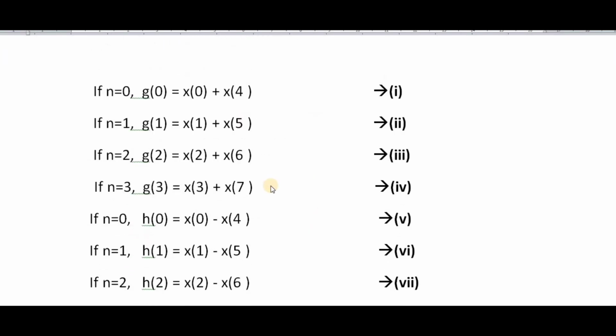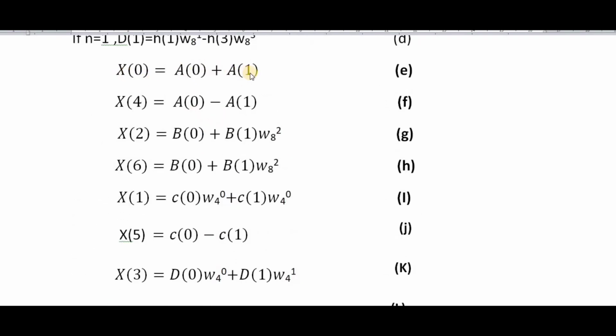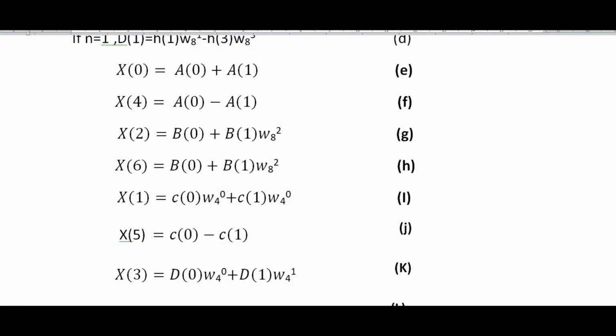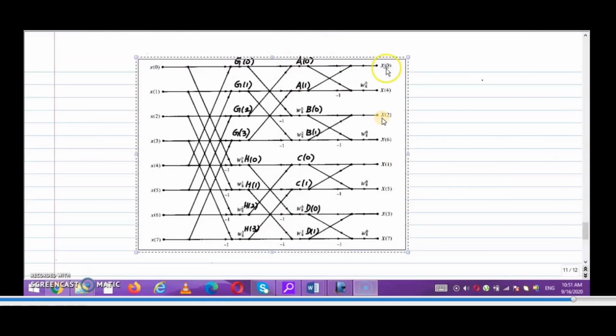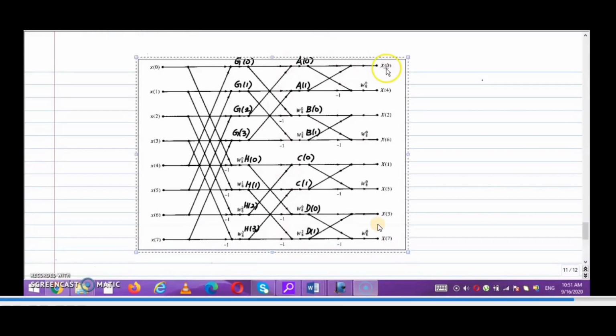So if I organize, I will get these are the equations which we have discussed so far. And from this, I can write x of 0 is equal to A of 0 plus A of 1. And x of 4 is equal to A of 0 minus A of 1. So what is x of 0? A of 0 plus A of 1. And x of 4 is A of 0 minus A of 1. So similarly, I can write x of 2. X of 2 is equal to B of 0 plus B of 1 into W8 of 2. So if we see x of 2, B of 0 plus W8 of 2 into B of 1. Right, what is x of 6? X of 6 is B of 0 minus W8 of 2 into B of 1.